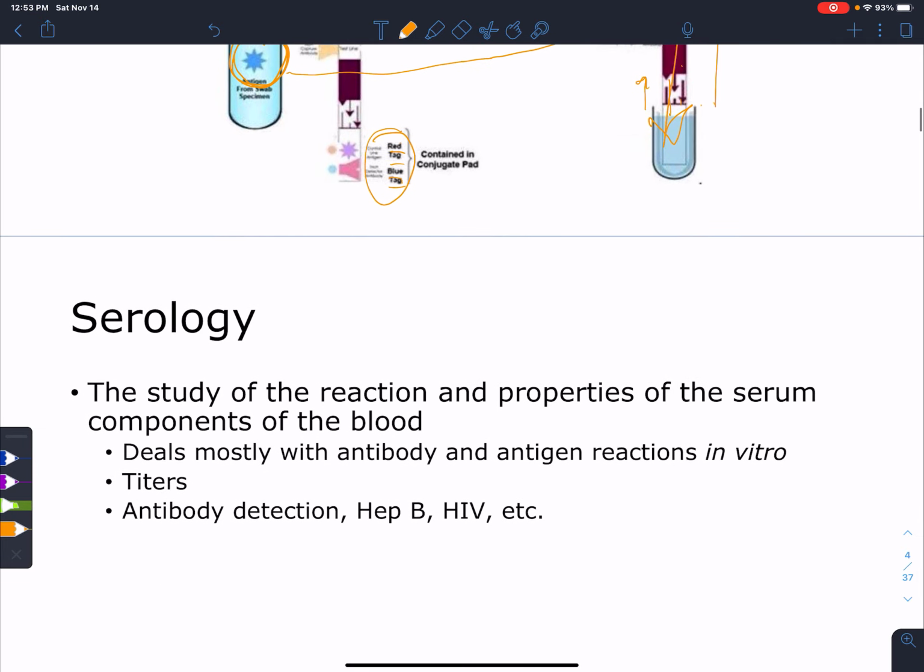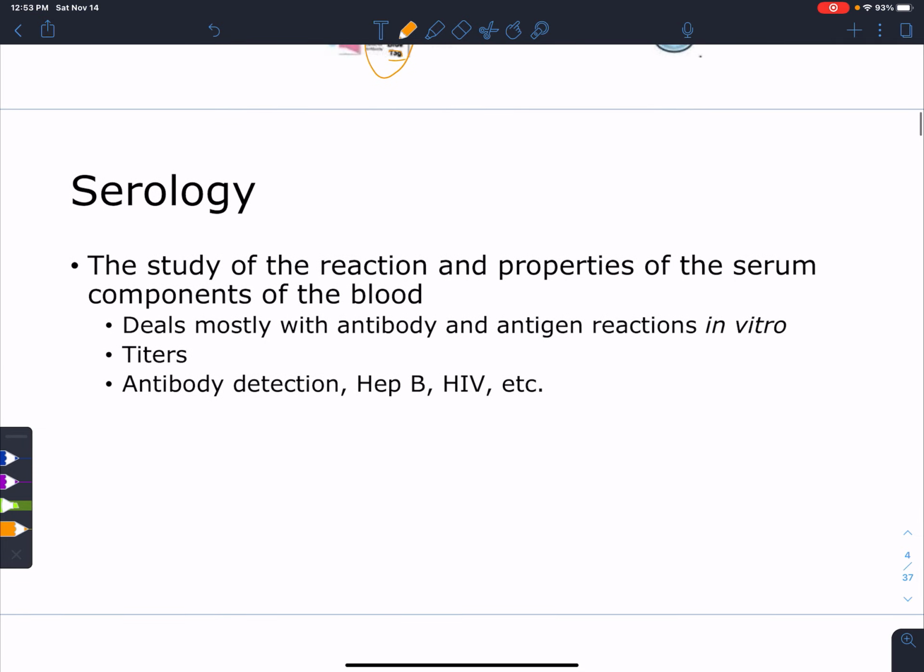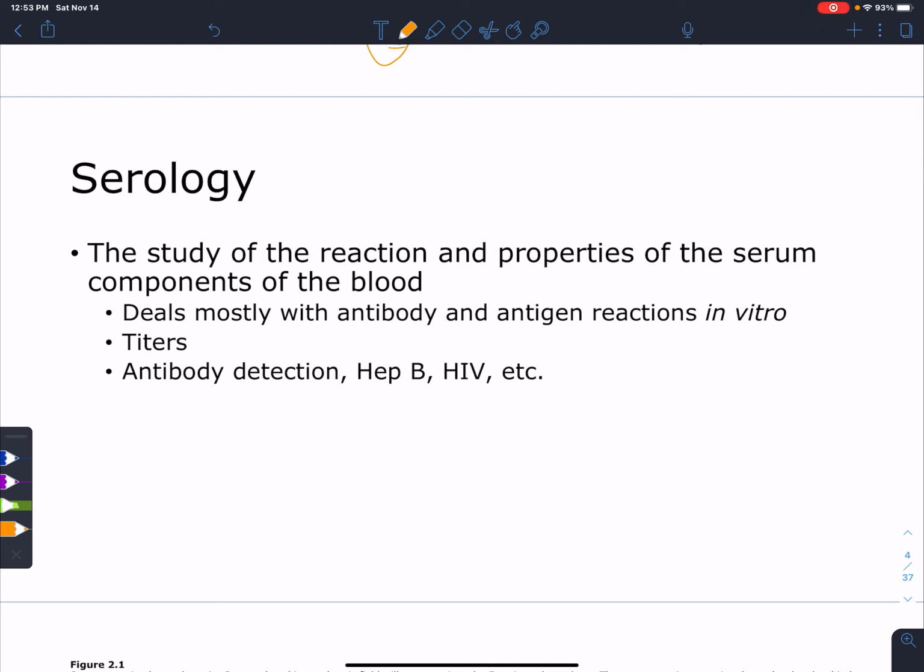Okay, so what is serology? It's the study of that reaction, okay, and the properties of the serum components of the blood. It's not chemistry because we're not measuring those analytes, but what we're dealing with now primarily is antibody and antigen reactions. And what's in vitro, of course, I always just think of in vitro fertilization, and that's in the test tube. Okay, so there's our test tube.